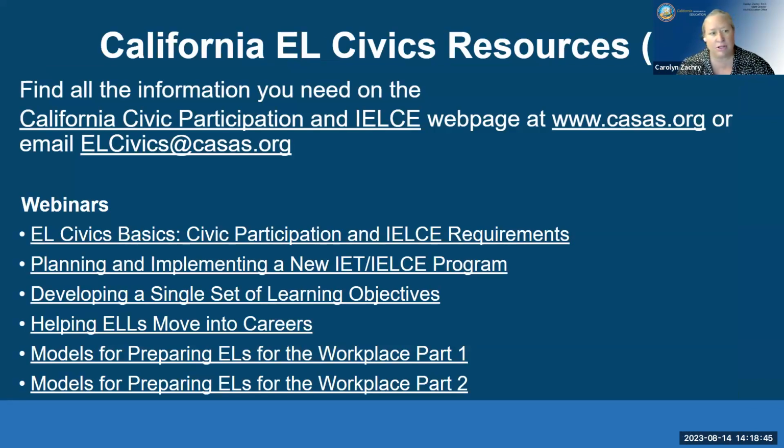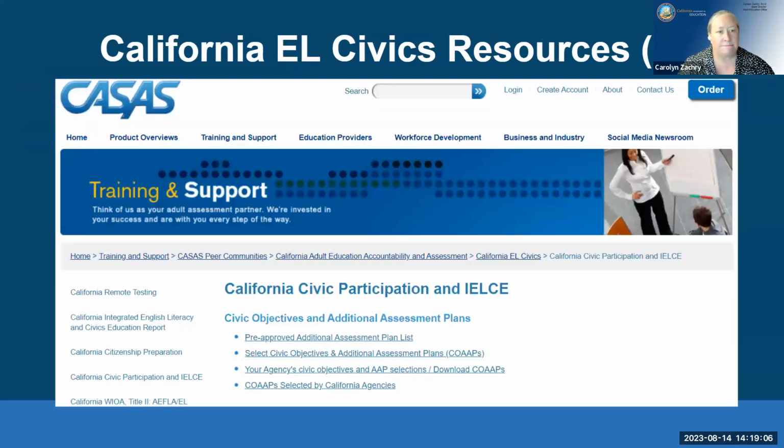These are all just so many resources that we have for you to look at the co-ops, to look at civic participation in IELCE, and you can find these on the CASAS website, which is going to be on one of the Jamboard slides. The next slide. And here's another, this is where you would find the co-ops on the CASAS website. So again, that link will be in the Jamboard. Next slide.